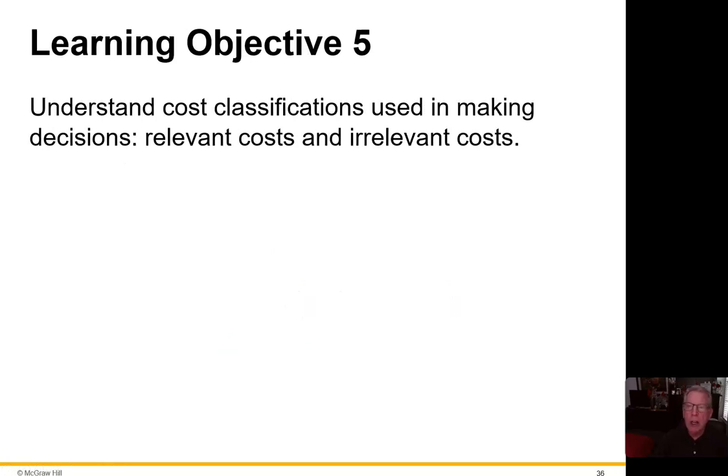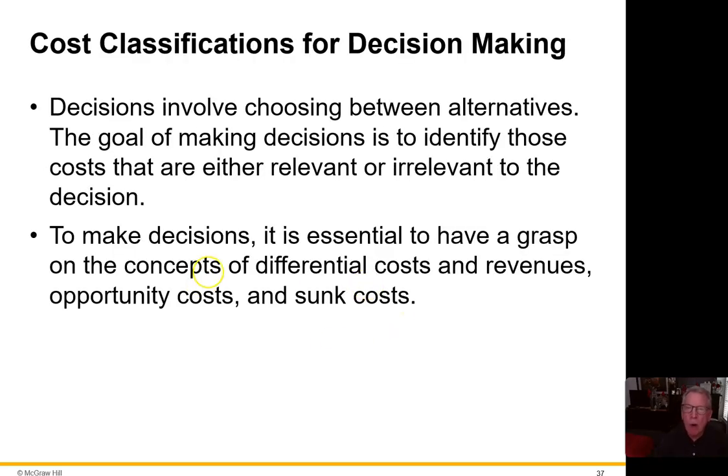Okay, now we're going to take a look at cost classifications that we use in making decisions. Relevant costs and irrelevant costs. Now, decisions involve choosing between alternatives, naturally, and the goal of making decisions is to identify those costs that are either relevant or irrelevant to the decision. So to make those decisions, it's essential that we have a grasp on those concepts of differential costs and revenues, opportunity costs, and sunk costs.